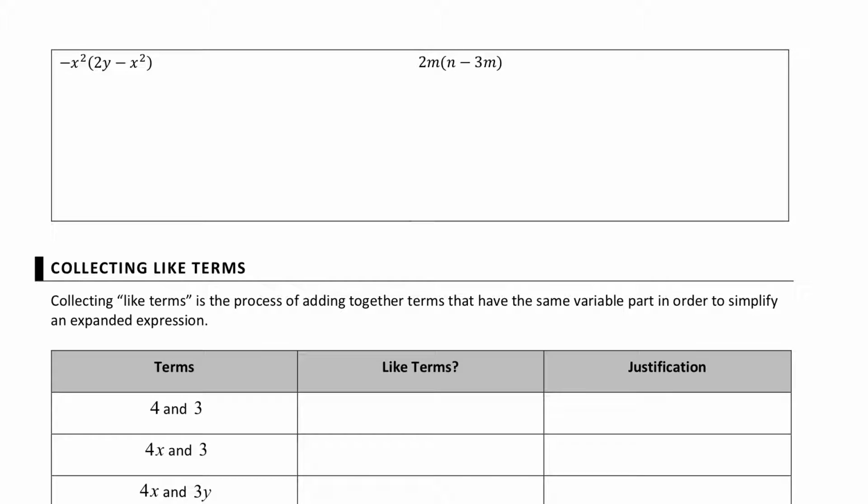In the next example here, we will do the exact same thing as we've been doing before. We have a term being multiplied by a binomial, so we will multiply that term by both components or both terms in the polynomial. This time I have a negative in there, so I have to multiply negative x squared by 2y, and then add that to negative x squared multiplied by negative x squared.